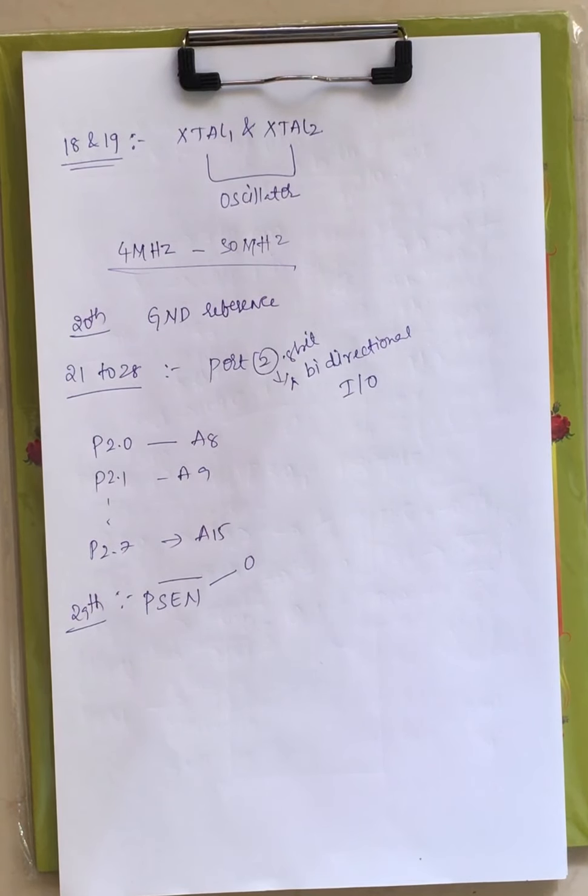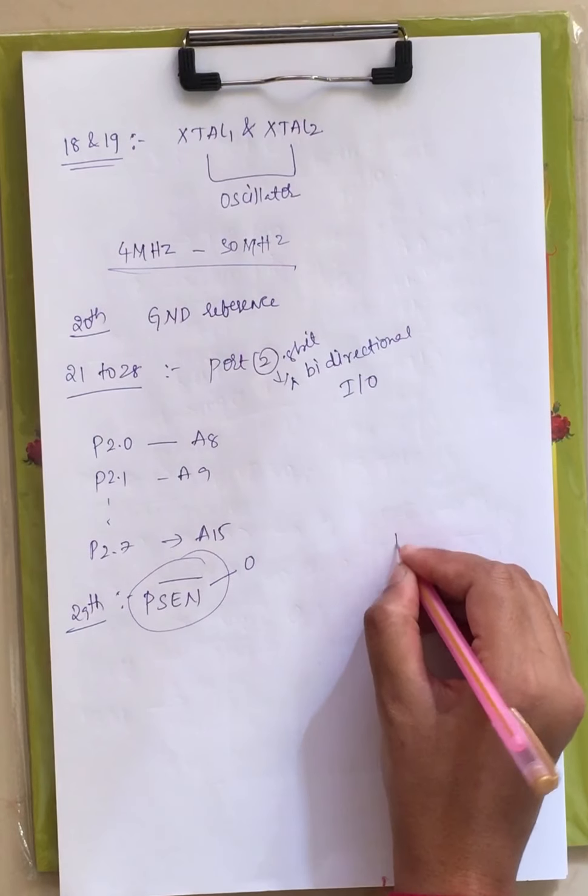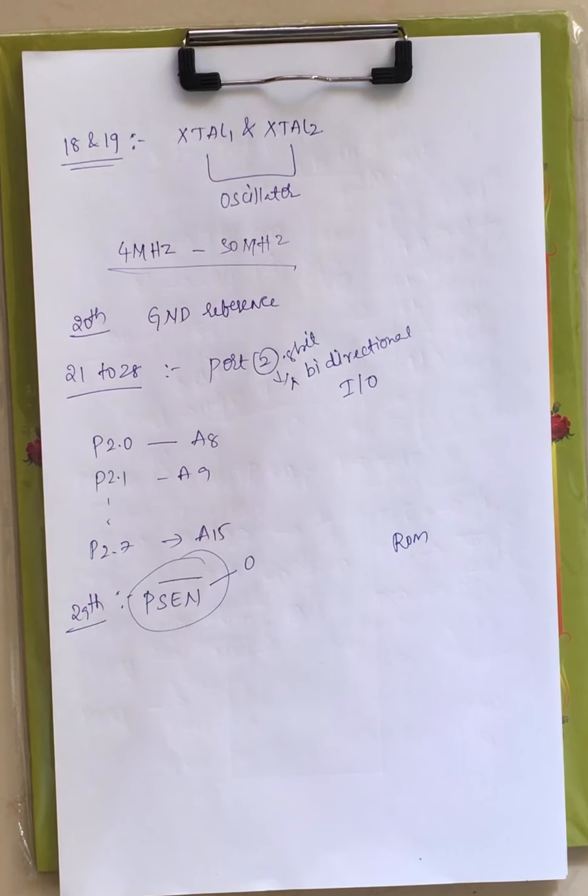Now I have said external program memory, right? Internally you have one program memory. What is program memory? Nothing but your ROM memory, right? If you want to access external program memory also, that is provided by this function, right? Internally you have ROM. What is the ROM for your 8051? 4 kilobytes, right?